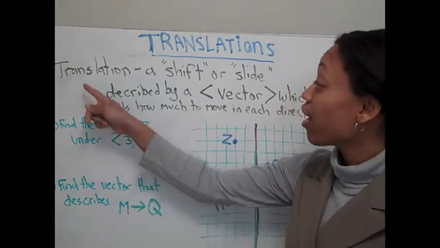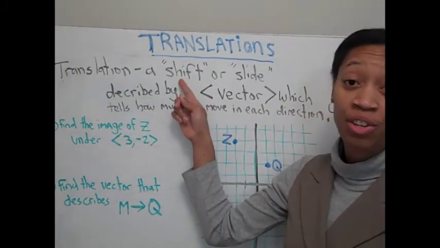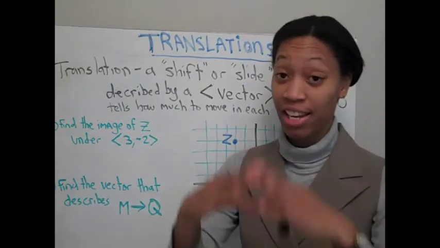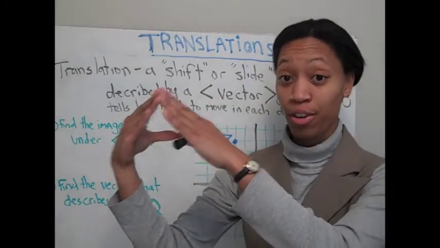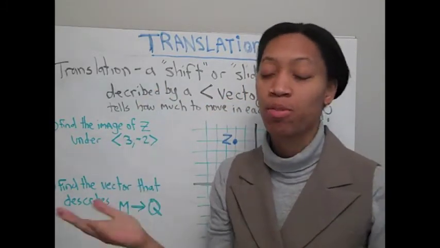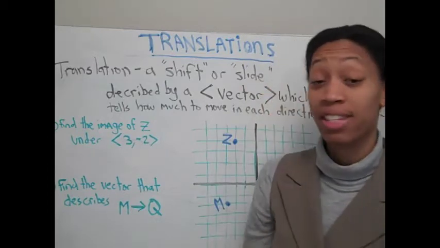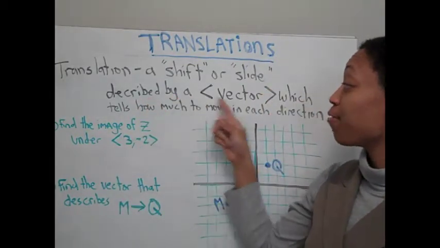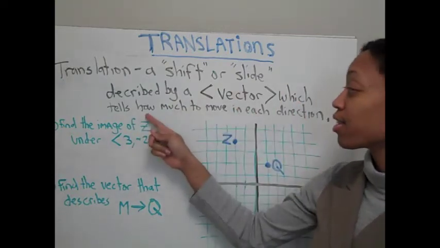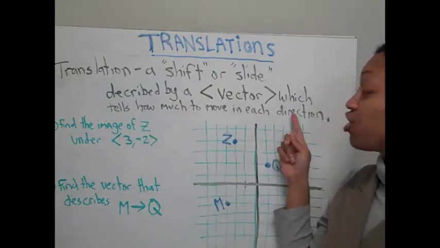Translations first. A translation is a shift or a slide, and a translation takes your original thing and moves it over. Or it could move it diagonally, but after it moves it's the same shape, only it's moved over. Now translations can be described by a vector, which tells how much to move in each direction.